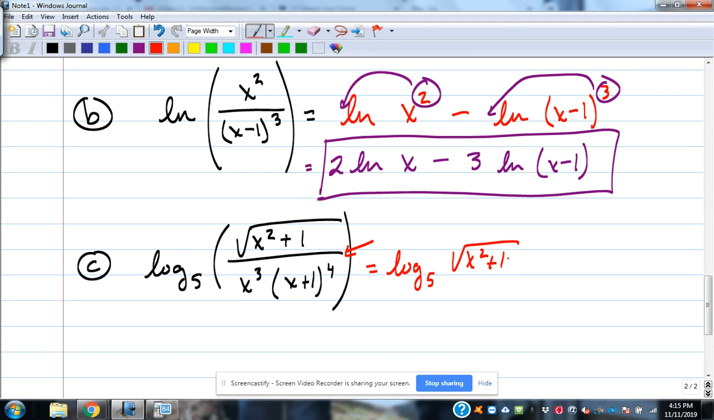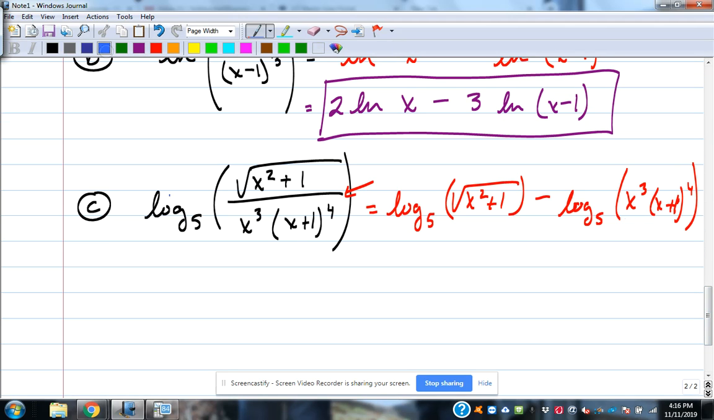Top minus bottom. x cubed times x plus 1 to the 4th. Okay, so now let's just work with this first one. What does the square root turn into? A half power. So where can that 1/2 go? To the front. So I'm going to pull that out to the front as a 1/2 log base 5 of x squared plus 1.